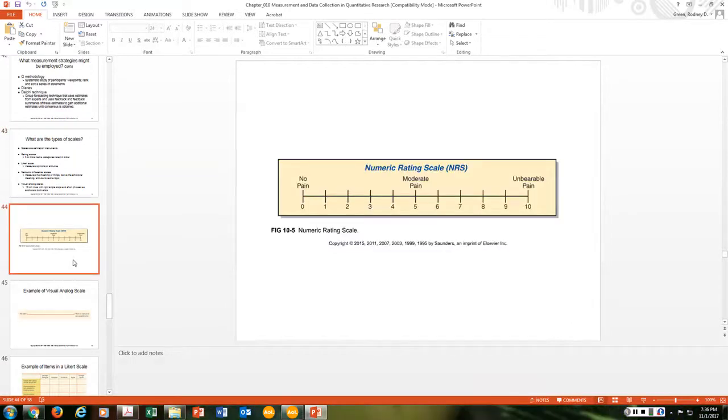Okay. This is a numeric rating scale on pain. So here we have 10 intervals, 2 stops at either end, and no pain is 0, moderate pain is 5, and unbearable pain is 10. Okay, and then the subject would select which number correlates with the amount of pain that they're having.